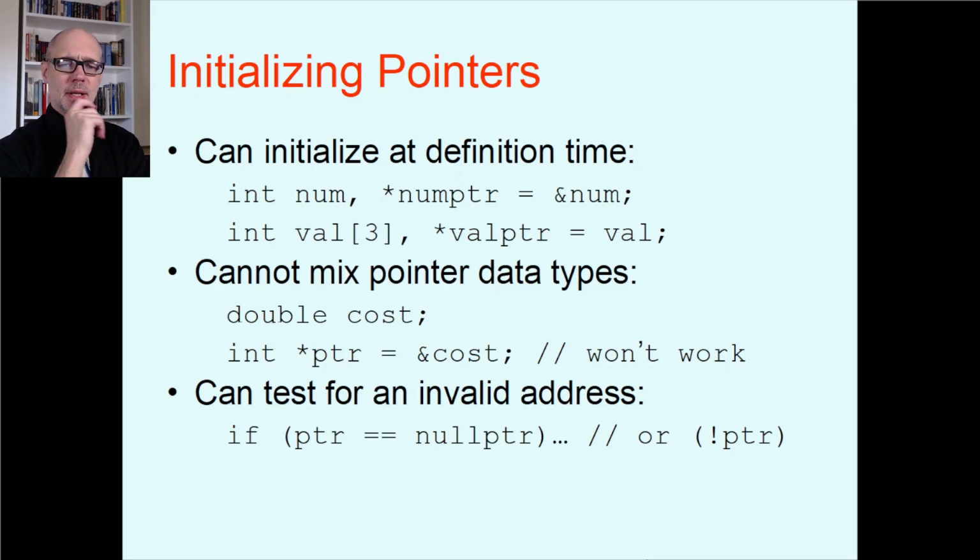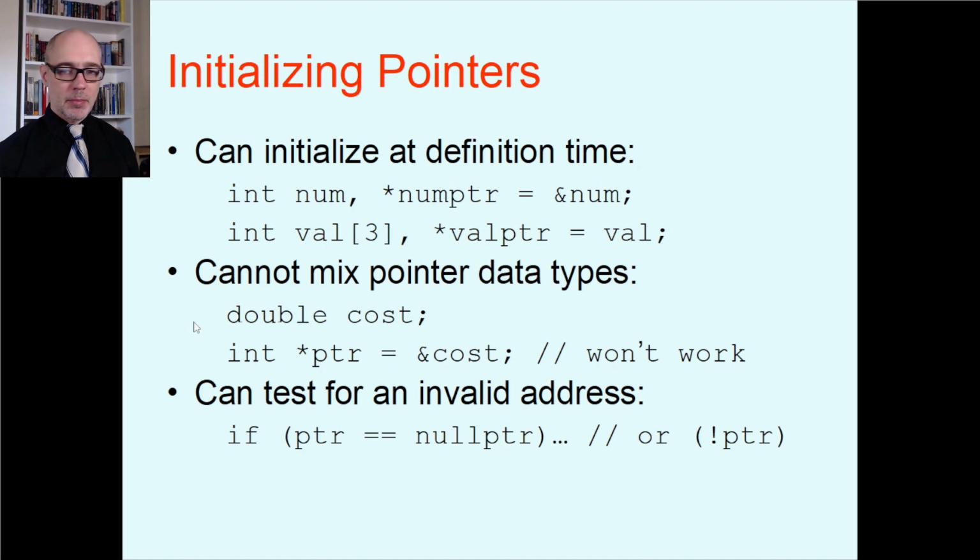Okay, a couple more details here. Initializing pointers. Again, you don't want garbage data in your pointers, so you can initialize pointers at definition time. Here, in the first example, I'm declaring an integer pointer called numPointer, and I'm immediately handing it the address of where the num variable is. You can do that with the ampersand operator for a single variable. If I have an integer array called val, I can then declare an integer pointer called val pointer, and again immediately initialize it with the address of where val is.